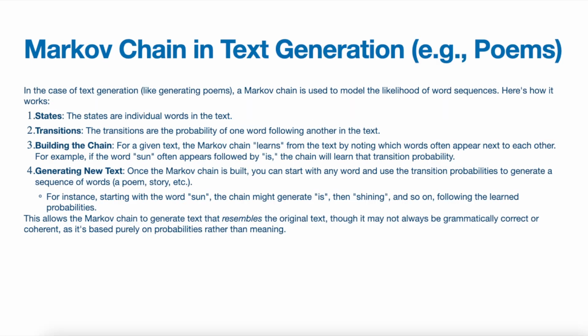Here we have state, we have transition, and then we have building the chain. Afterwards we will generate the new text. So this is what we are going to follow here. This is a completely new topic, so let me explain it. I think this will help in the longer term. So let's take an example.